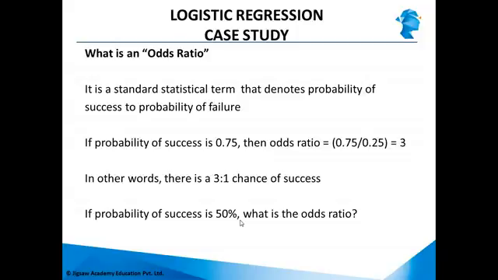So, if the probability of success is 50%, what is the odds ratio? The odds ratio is 1. There is an equal 1:1 chance, right? The success and failure have equal chances. So, the odds ratio is actually not a vague concept. It is quite extensively used in probability and simply shows the likelihood of success versus the likelihood of failure.